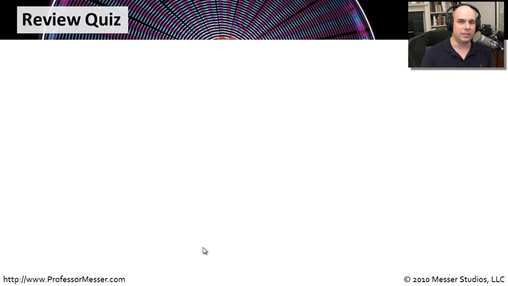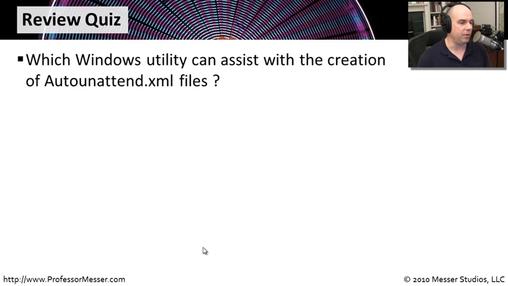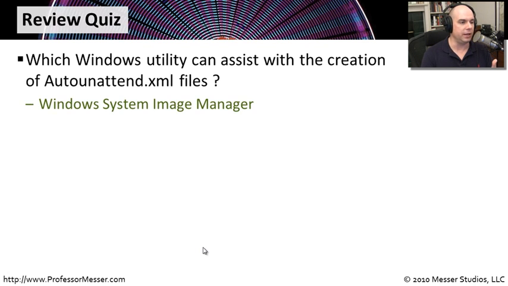We've now got a reference system that is ready to be imaged, and in our next video, that's exactly what we're going to do. But before we go there, let's see what we've learned about this video. Our first question: which Windows utility can assist with the creation of an Autounattend.xml file? Well, we used that a lot. We went through and changed a lot of configurations in our Windows SIM or System Image Manager.